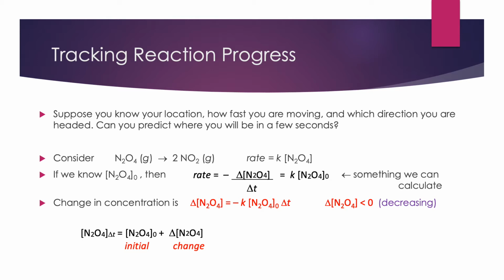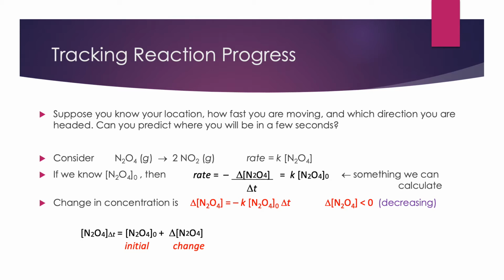So I basically have an equation for the rate that says negative the change in the concentration of N2O4 over a change in time is equal to this rate constant times the initial concentration of N2O4. Well, that is a quantity we can calculate if we have the rate constant. Now I'm going to assume that we have the rate constant for now. So the change in concentration, that is the amount the concentration should alter between time 0 and a time delta t later, would be given by multiplying both sides of that rate equation by delta t, and I'm also going to move the negative sign to the other side, so that the change in the concentration of N2O4 is just negative k times the initial concentration of N2O4 times this time delta t.